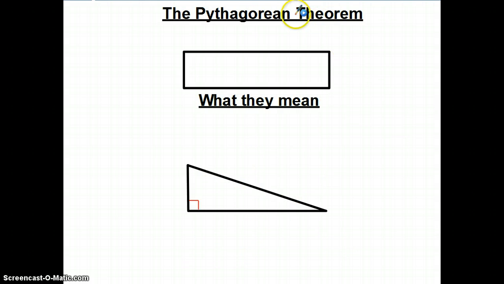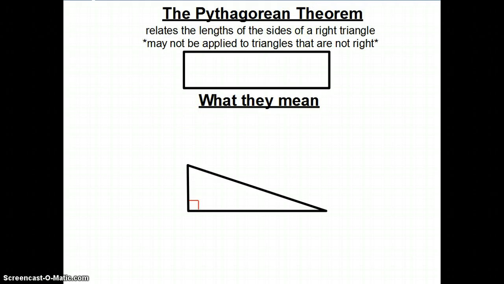Your Pythagorean theorem relates the lengths of the sides of a right triangle. Be careful because it may not be applied to triangles that are not right. What your Pythagorean theorem says is that a squared plus b squared equals c squared.